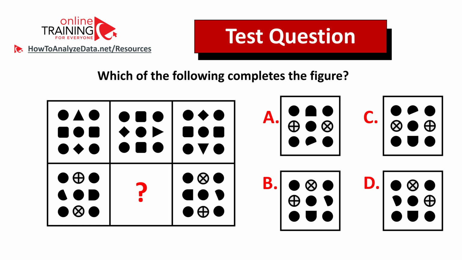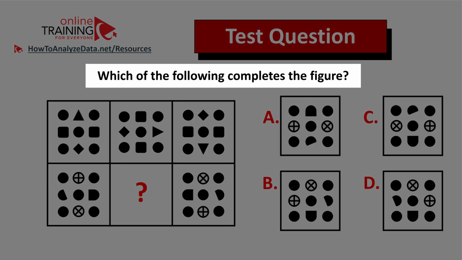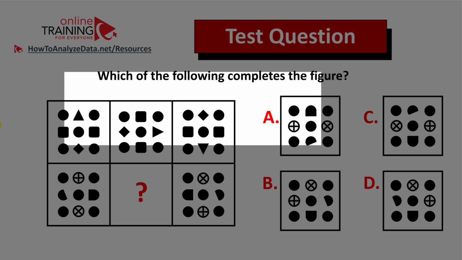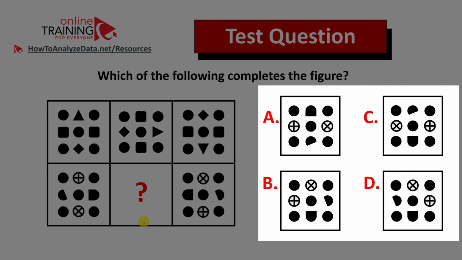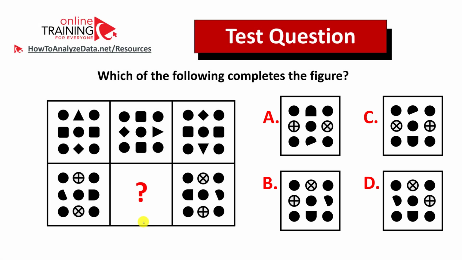And now I have a question for you. I have full confidence that you can solve this question in less than 15 seconds. Here's the question. Which of the following completes the figure? You're presented with the figure on the left, and one square is missing. The square has the question mark. You have 4 different choices to choose from. Choices A, B, C, and D. Give yourself 10 to 15 seconds to see if you can come up with the answer on your own.